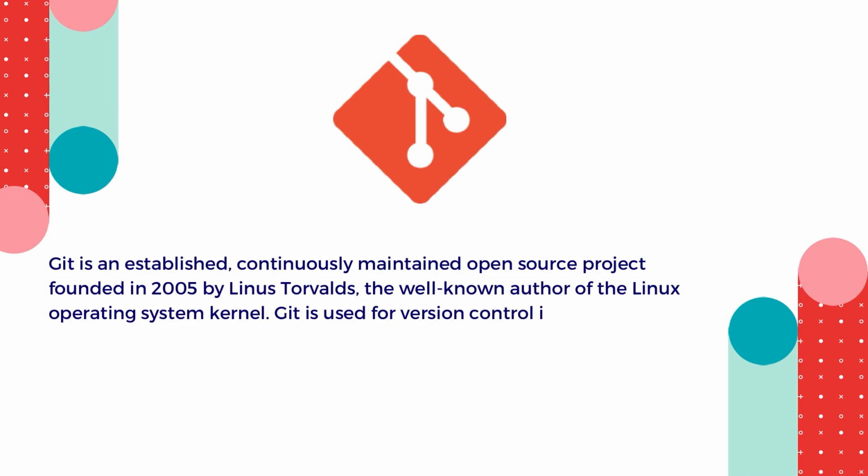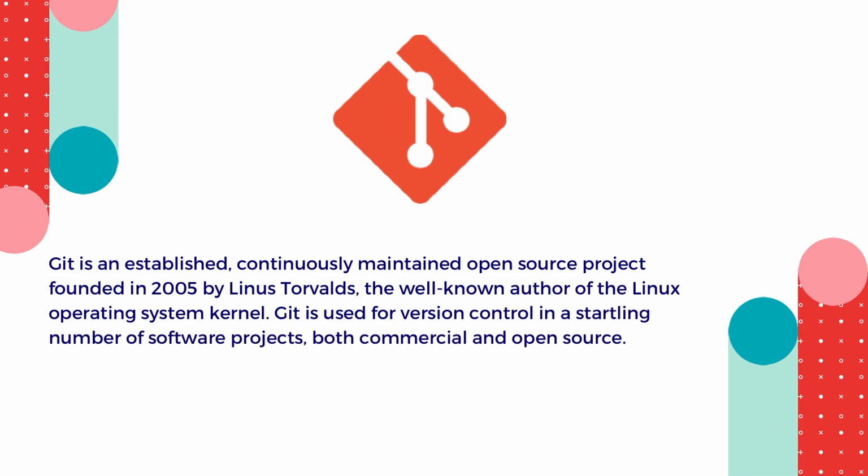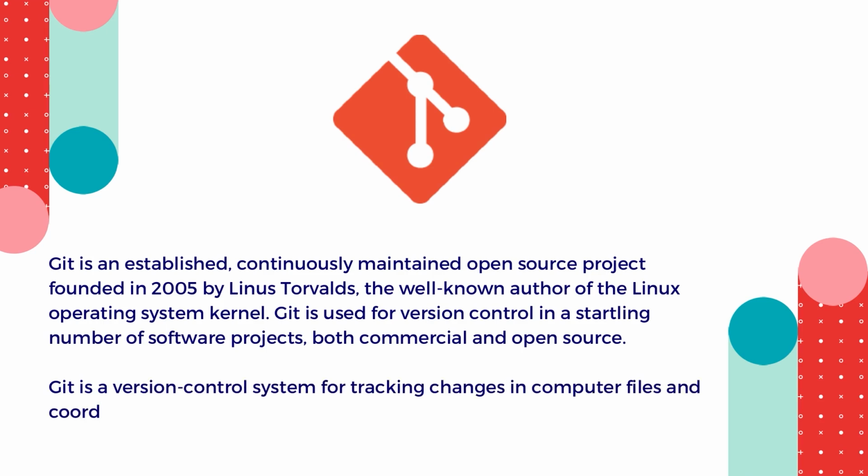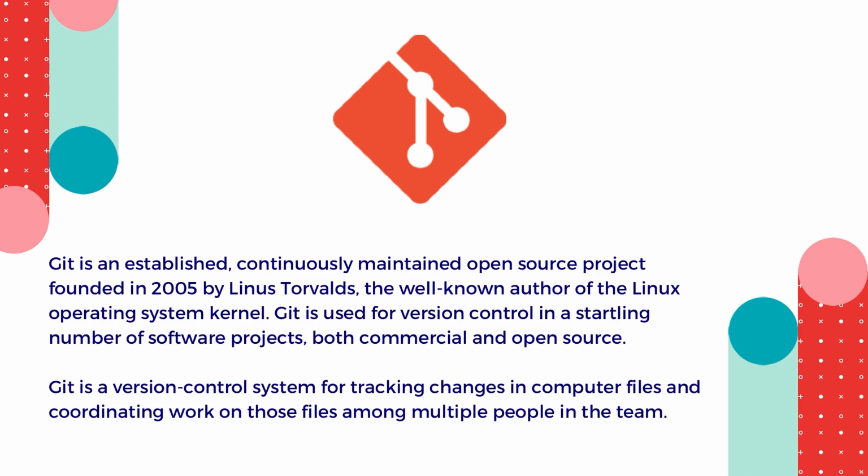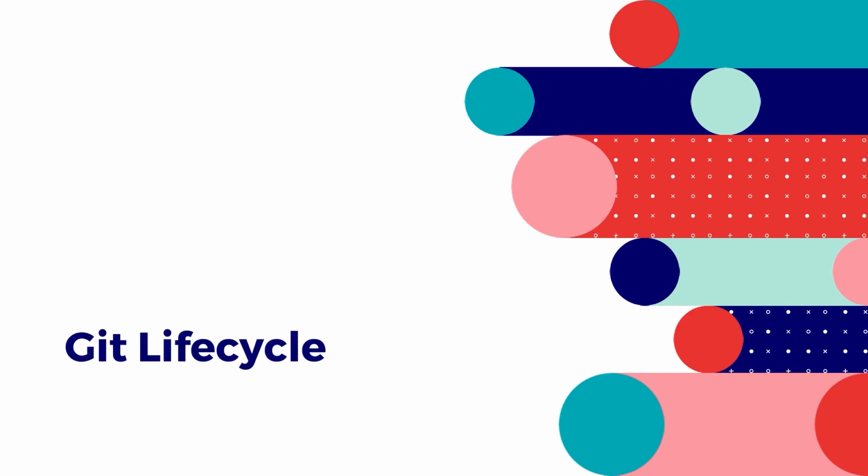Git is used for version control in a startling number of software projects, both commercial and open source. Git is a version control system for tracking changes in computer files and coordinating work on those files among multiple people in the team. Till now, we have seen the history of the Git tool. Now, we will discuss the Git lifecycle.